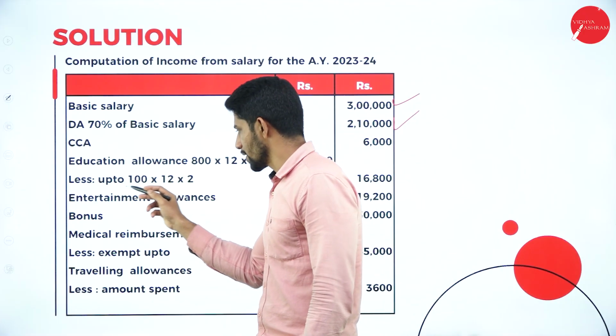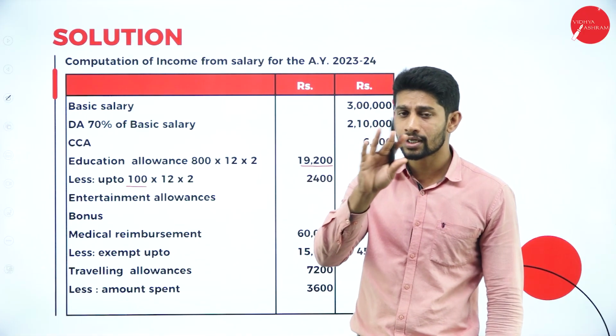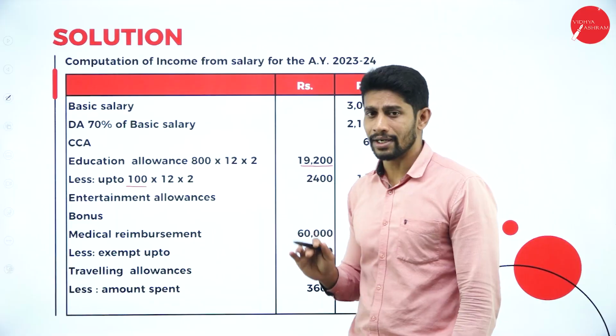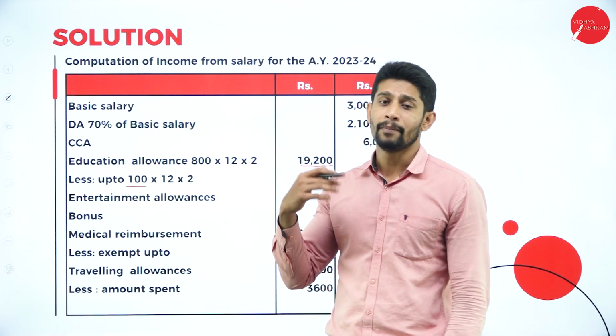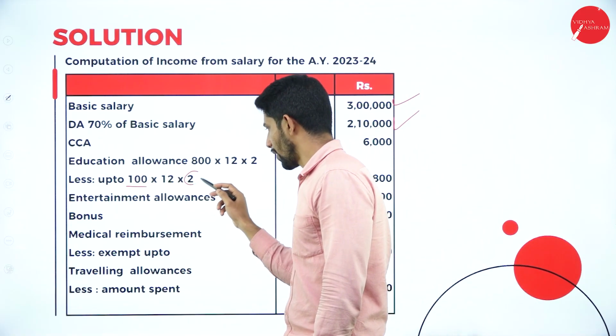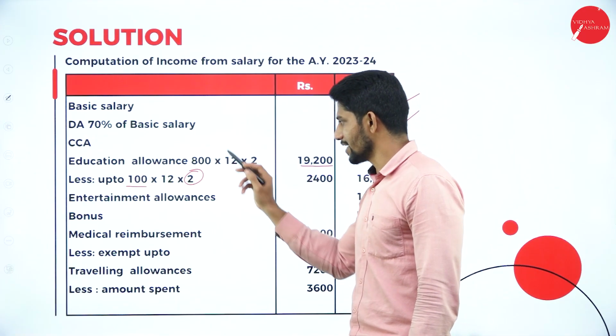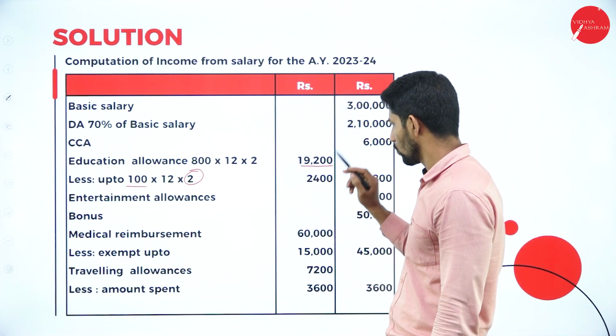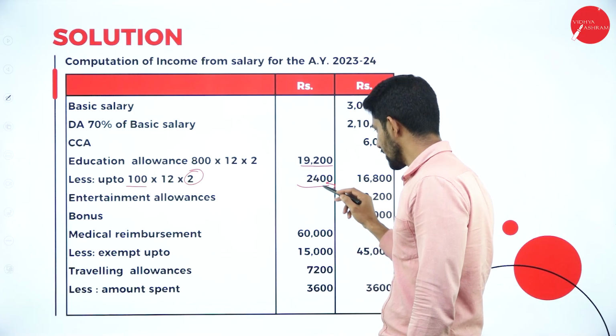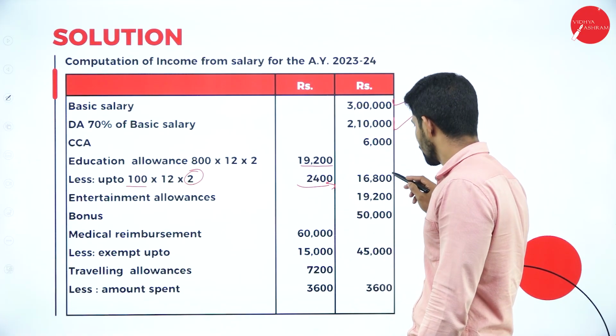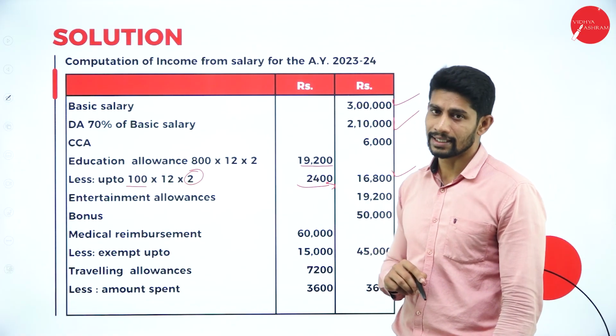Up to 100 rupees we can deduct, that too for 2 children for 12 months. Okay, 100 rupees per child, maximum of 2 children for 12 months. How much will you get? 2,400. Of this 19,200, 2,400 is exempt. The remaining amount, 16,800, is taxable.